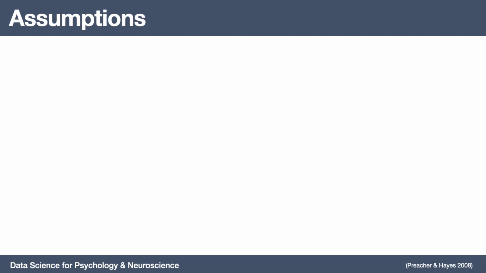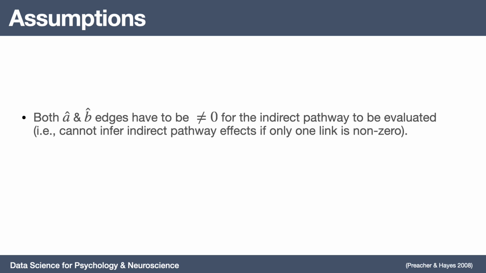Now, mediation models have some critical assumptions. First, you assume that both the fitted A and B weights, or edges, have to be non-zero for the indirect pathway to be evaluated. In other words, you can't infer indirect pathway effects if only one link is non-zero. So in the bootstrapping analysis, if you estimate confidence intervals for A and B separately, they both must be statistically significant.